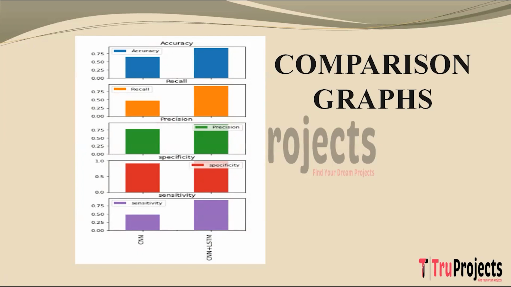So, the algorithm which is best performing in all the performance metrics will be used for classifications, and we can see the CNN plus LSTM model is doing well.